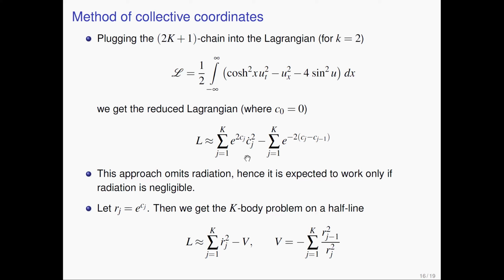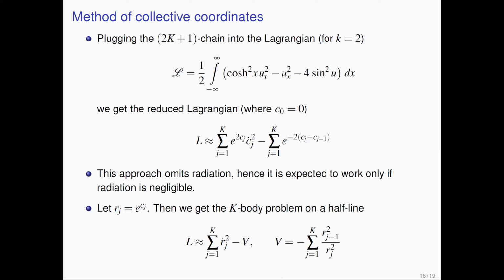So this is a kinetic term and potential term. And if we go back to the R variable, which is E to Cj, this becomes just a standard Lagrangian, a standard kinetic energy with a potential, but the potential is slightly uncommon. So that's the potential.